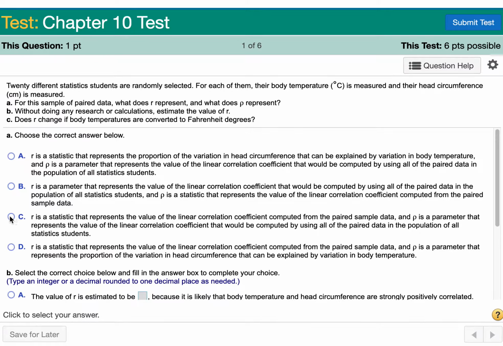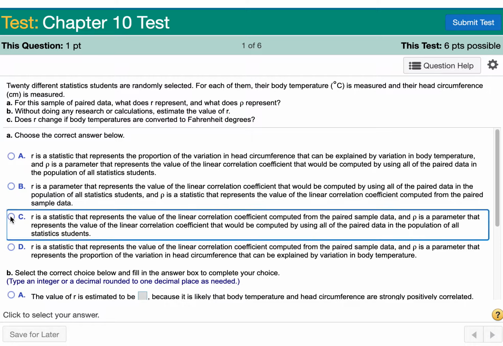Okay, so let me read through it all. R is a statistic that represents the value of the linear correlation coefficient. Alright, and rho is a parameter that represents the value of the linear correlation coefficient that would be computed by using all of the paired data in the population of all statistics students.